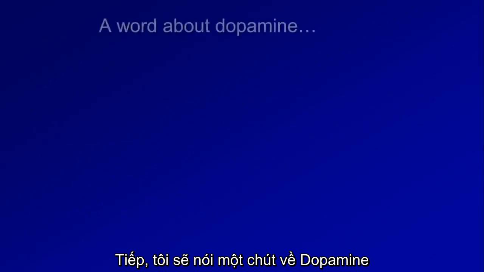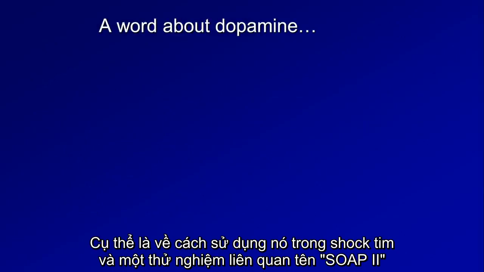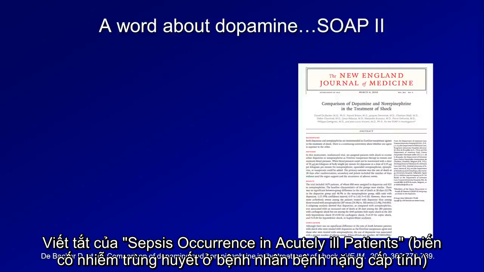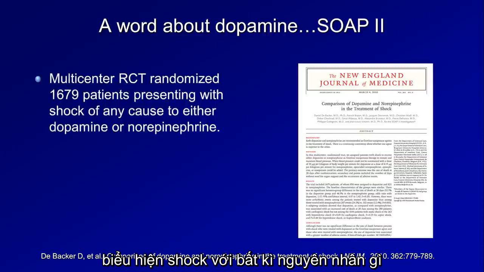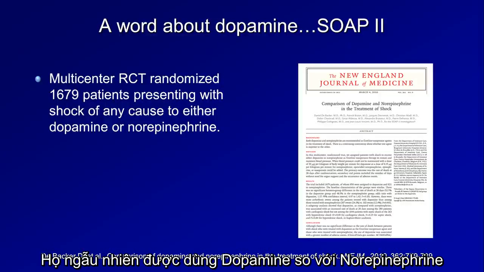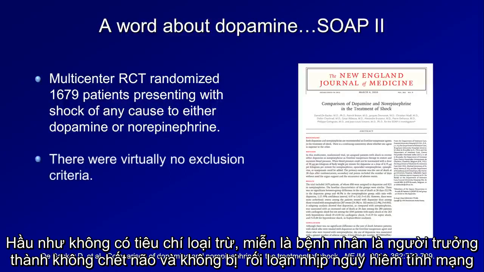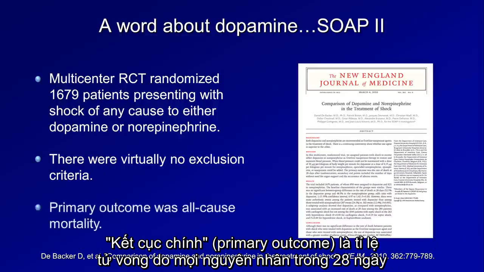Next, I'm going to talk a bit about dopamine, specifically about its use in cardiogenic shock and the relevant trial called SOAP-2, which stands for Sepsis Occurrence in Acutely Ill Patients. This was a multi-center RCT with 1,700 patients presenting with shock of any cause. They were randomized to dopamine versus norepinephrine. There were virtually no exclusion criteria. As long as a patient was a non-brain-dead adult who was not having active life-threatening arrhythmias, they were recruited. The primary outcome was all-cause mortality at 28 days.